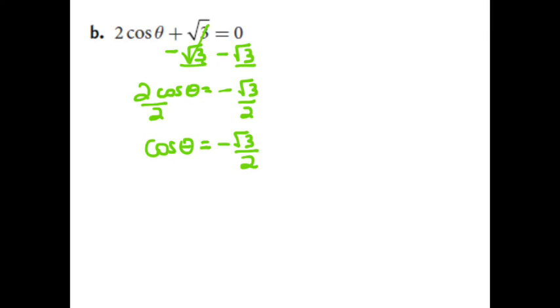First, let's think about where cosine is negative. That happens in quadrants 2 and 3. Cosine is equal to the square root of 3 over 2 at the 30-degree angle. And so theta is going to be equal to the 30-degree angle that's in quadrant 2, which would be 150 degrees. And the 30-degree angle that's in quadrant 3 is 210. Let's look at this last example.